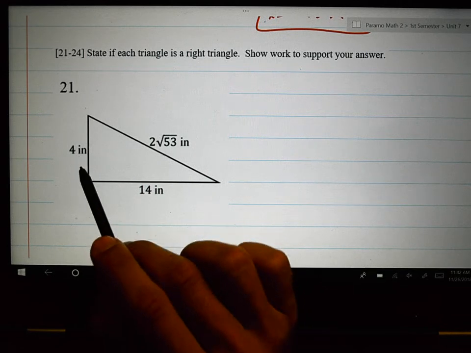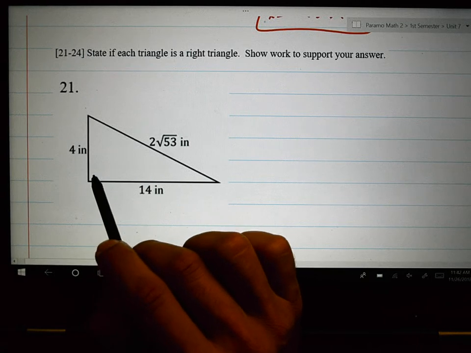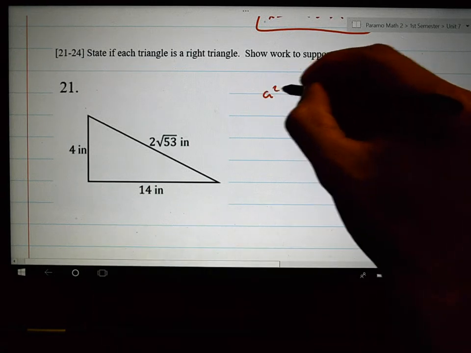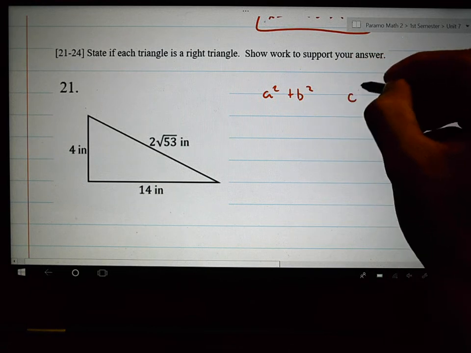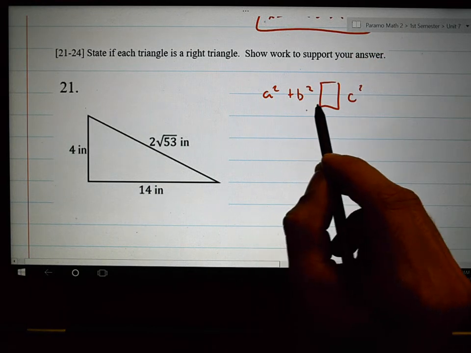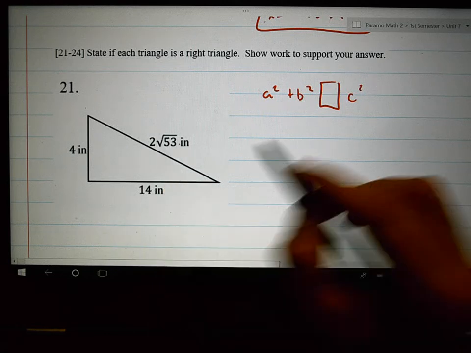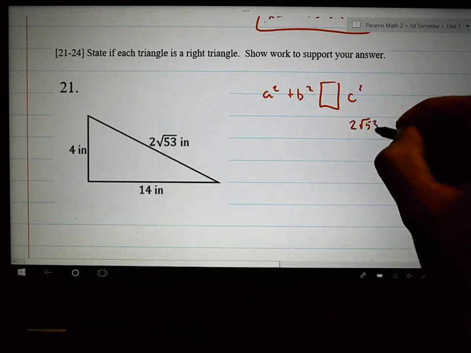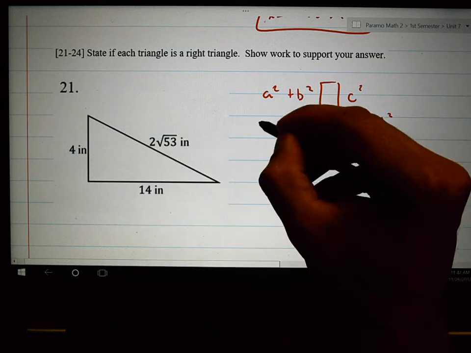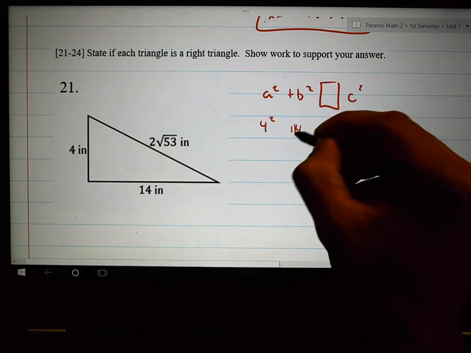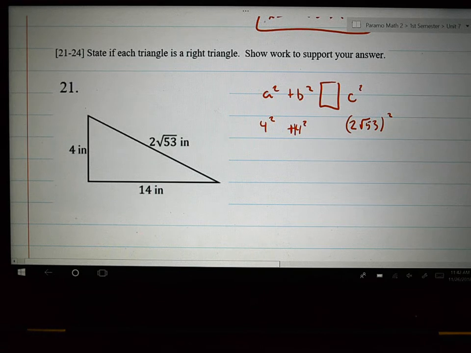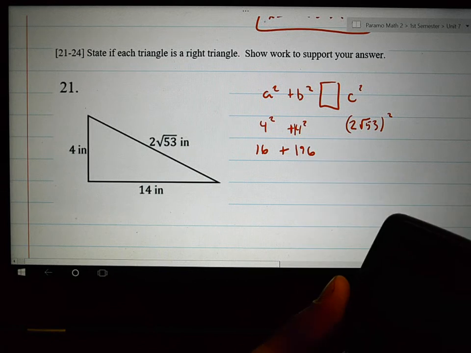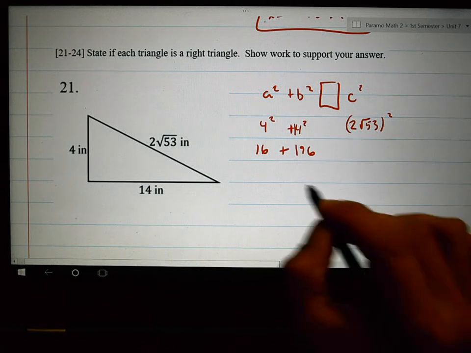And so, do not go off of the picture. What you should be doing is you should be using the Pythagorean Theorem to see, does a squared plus b squared equal c squared? Is this the longest side squared? 2 root 53 squared. 4 squared. 14 squared. You're checking to see, is this a true statement? So let's see. 4 squared is 16. 14 squared, I'm going to use my calculator to figure out what that is. It's 196. I'm going to take my calculator, put 196 plus 16, and I get 212.